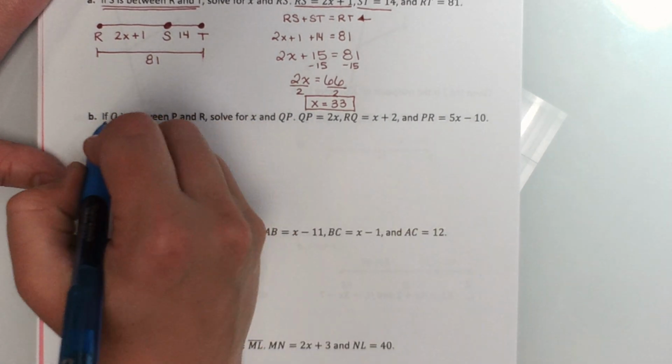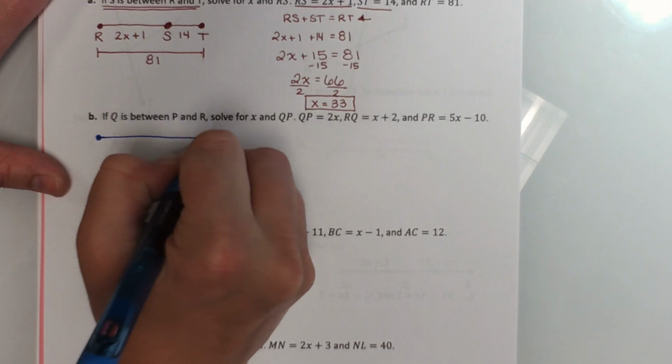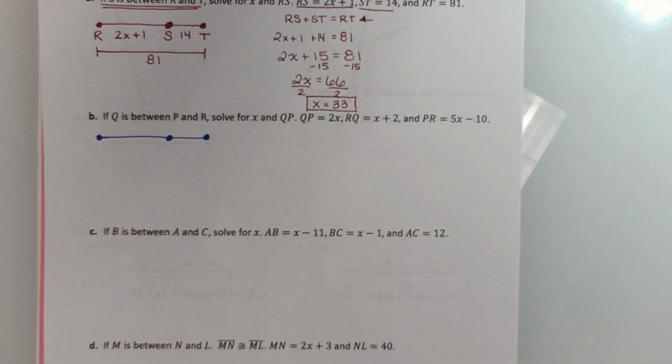Next problem's the exact same idea. I see Q is between P and R, so I draw myself a picture that looks like this. I always draw the same generic picture. And then I just label it with the correct letters.